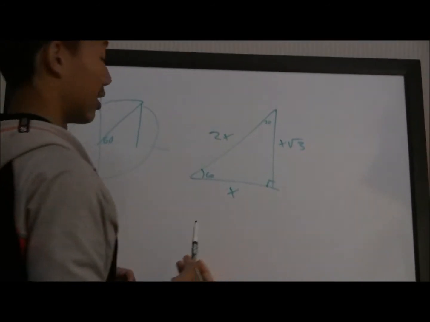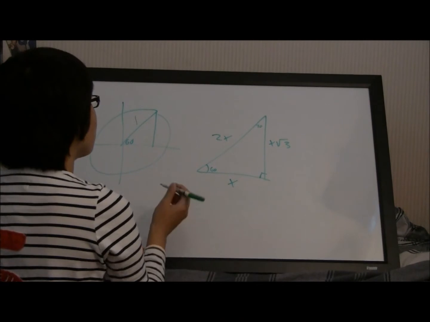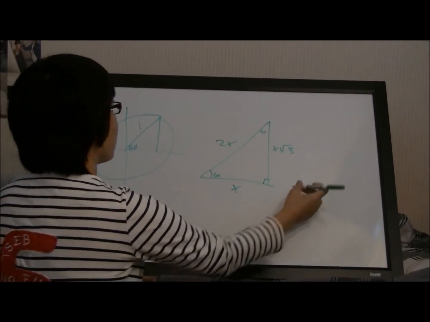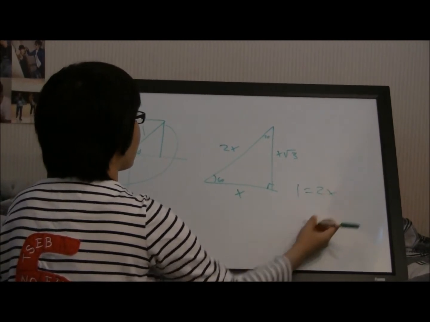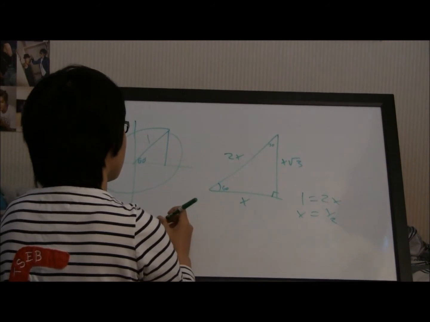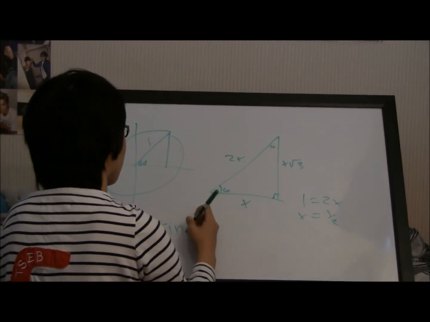Can anybody finish solving this triangle? Since the radius of a unit circle is 1 and this triangle's hypotenuse is 2x, you make them equal to each other to scale it out. And then when you solve for x, it becomes 1/2. And then you can use this to find sine and cosine of 60 degrees.